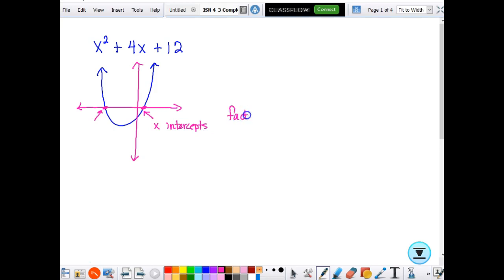Factoring does that, but not everything factors. Quadratic formula helps us figure out our x-intercepts, but sometimes that's too much of a pain. We have another method called completing the square. And those are pretty much the three methods of figuring out those x-intercepts. So we've gotten 2 of them done, and we're working on completing the square today. These x-intercepts are very important, where that parabola crosses the x-axis.